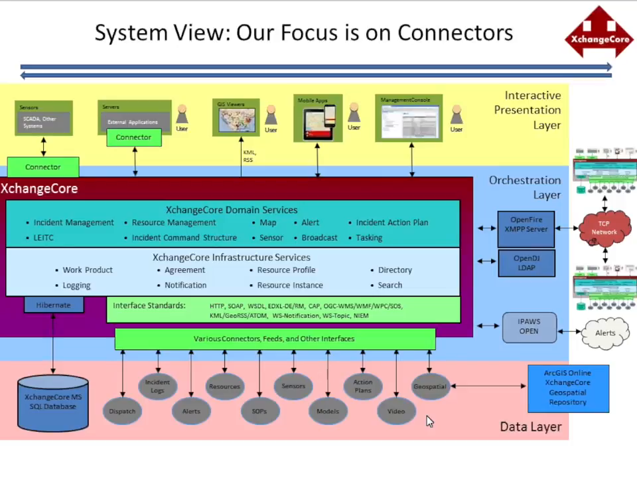We then have components that attach to those services. Starting off on the right, we have the OpenFire XMPP server. That enables our core-to-core communications using the XMPP standard. That's how the various XchangeCore servers talk to each other. We use OpenDJ as our LDAP so that all of the connections with the XchangeCore are authenticated against locally managed usernames and passwords. Down in the lower left then is our database. We use Microsoft SQL database.